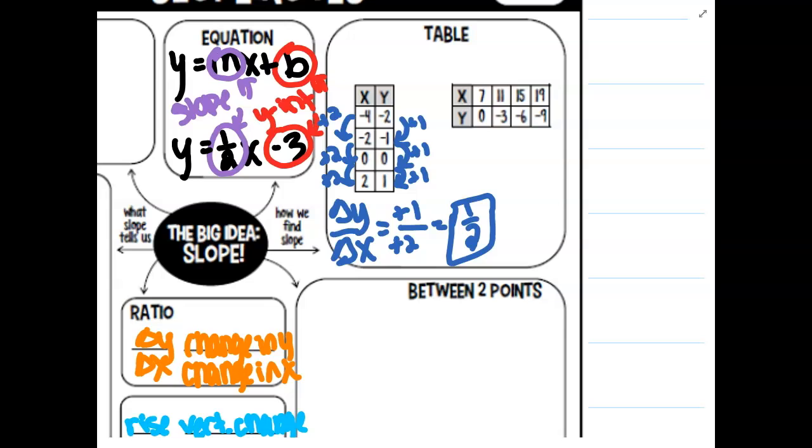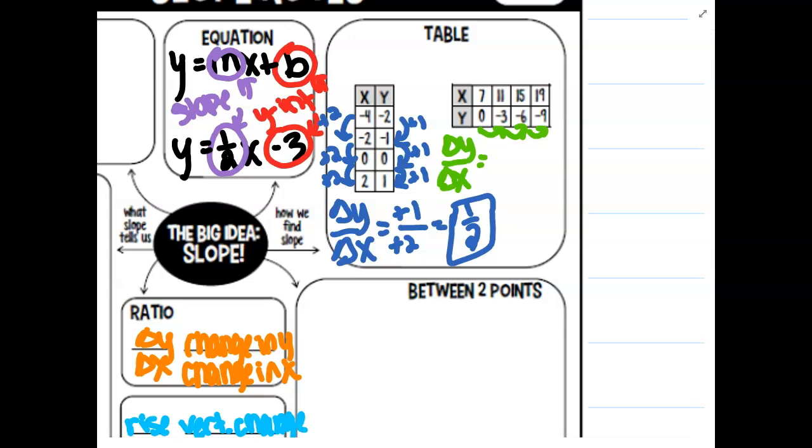And then let's say we want to do this one over here. Slope is always change in y over change in x. We're going to be saying that a lot today, change in y over change in x. You have to do the change in y first. This time, though, my change in y is 0 to -3, negative 3 to negative 6, negative 6 to negative 9.